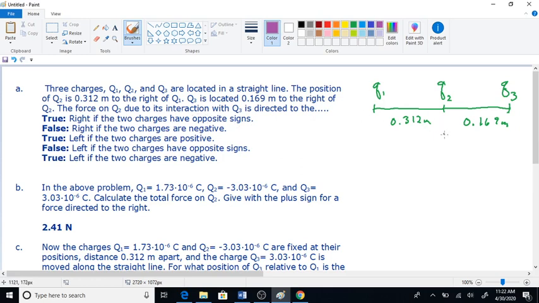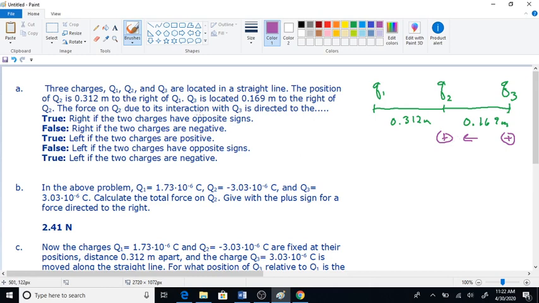So let's just make a what if. What if they're both positive? What is 3 doing to 2? Like charges repel each other, so 3 is pushing 2 to the left. Yes, 2 is pushing 3 to the right, but they want to know what is 3 doing to 2. If they're like charges, 3 is pushing 2 to the left.